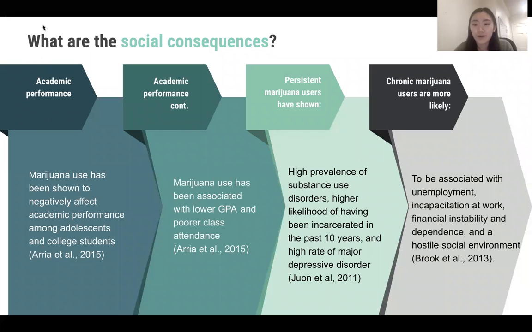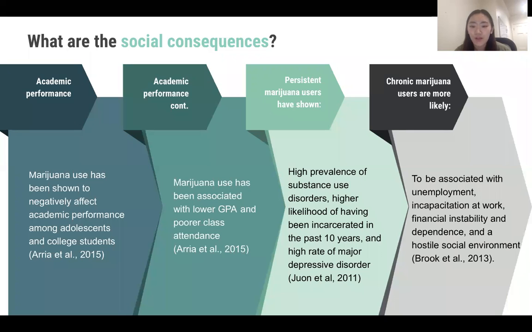All right, so I'm going to talk more about the social consequences of marijuana use. Firstly, marijuana has been shown to negatively affect academic performance of both adolescents and college students. One study found that increased marijuana usage could predict a decline in GPA, and this could have been due to the frequency of skipped classes. And the study's model also found that marijuana use predicted an increased time until college graduation.